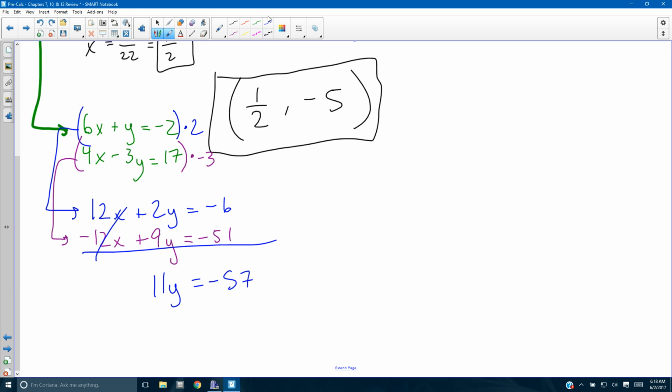And something went wrong there. Let me see, 2 times negative 2 is negative 4. I looked at the 3. So this should be negative 4 here. My apologies. 11y is negative, boom, 55. That looks a lot better. And y equals negative 5. Okay, so you get that negative 5 there. You still get the answer.